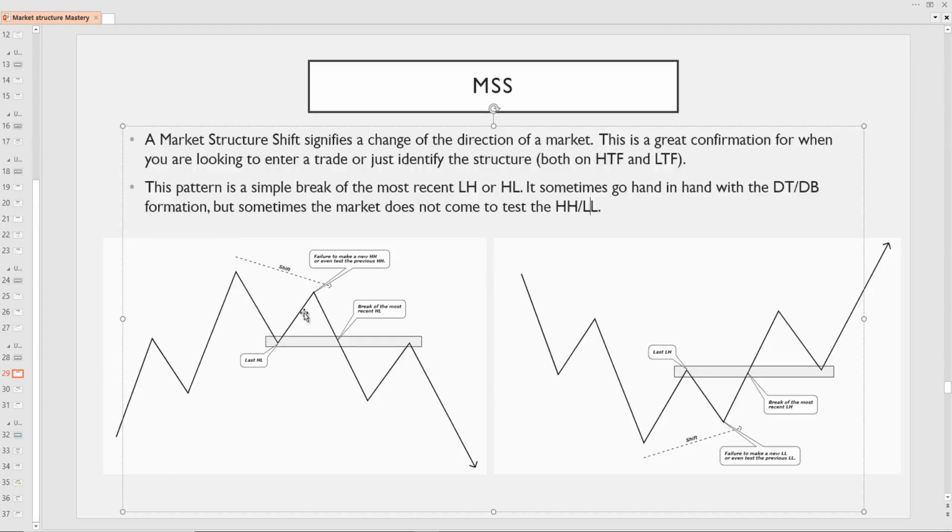This is from a higher high, we go to a lower high right there, and the market pushes lower, breaks structure, retest. Here we go. Okay, this is the break of the most recent higher low. Exactly the opposite for change to the upside.